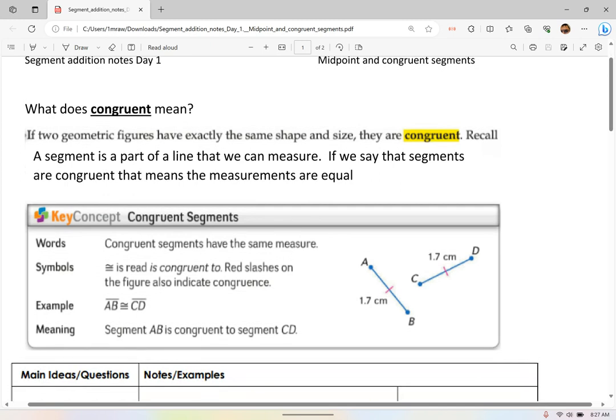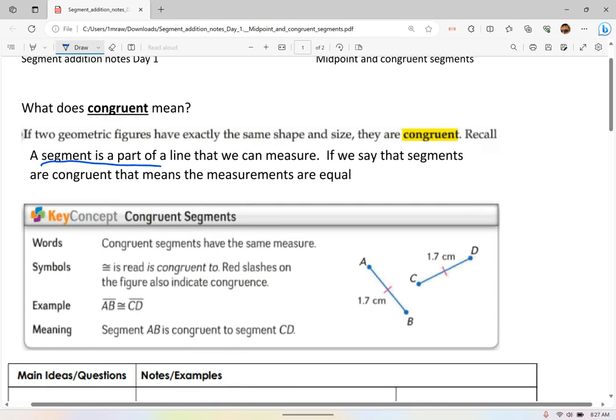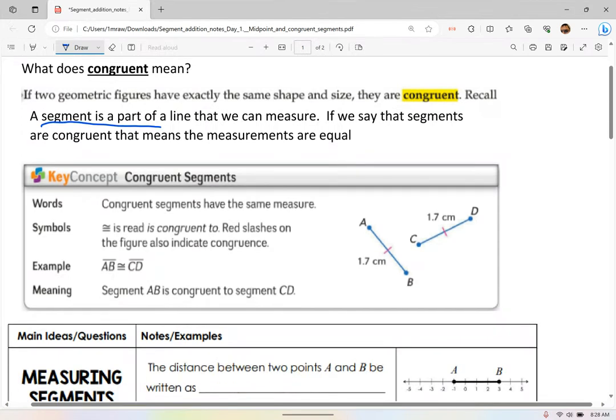A segment, remember, is a part of a line, a part of a line that we can measure. We can't measure an actual line, but we can measure a line segment. Those have endpoints. If we say that segments are congruent, that means that the measurements are equal to each other. This is the biggest important piece to know: if one segment is congruent to another, they have the same exact measure.